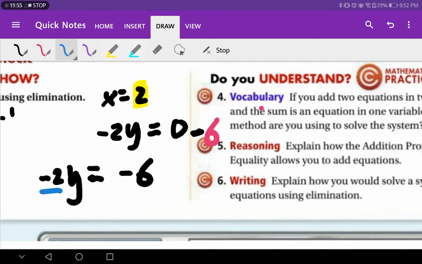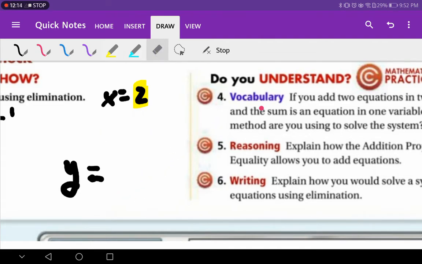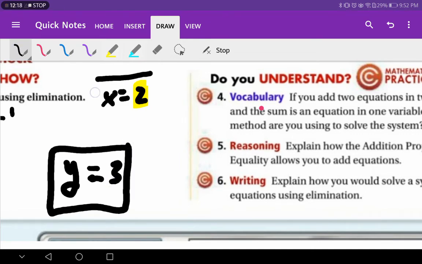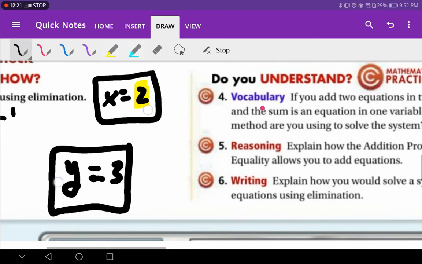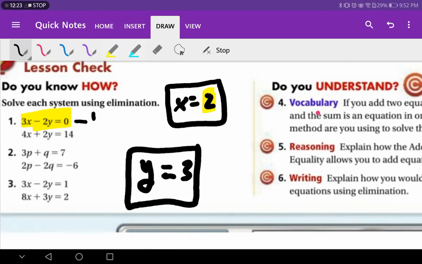Then I will divide by negative 2, divide by negative 2. This will be eliminated, except the y, alone and happy, and the negative stays negative only, my boys. 6 over 2 equals 3. So y equals 3. So when x equals 2 and y equals 3, the system will be true or correct. Okay, my dear student.